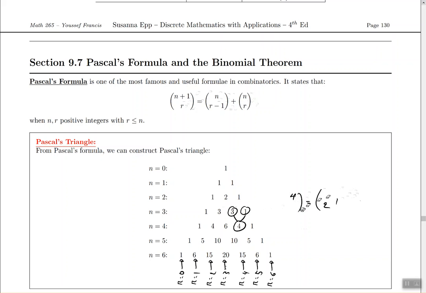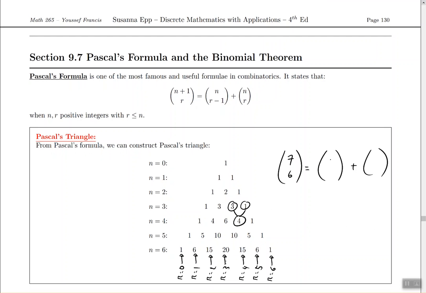So using this formula, let's see if I can figure out something else. For example, what would 7 choose 6 be equal to in terms of the other two? So there's going to be 2 that go here. The numbers that go on top are going to be 1 less than the 7 that's already there. So 1 less, that means I should be putting 6 and then 6. What are the numbers on the bottom? Well, one of them is going to be identical. The other one is going to be 1 less than that. So there it is. That's another way of getting the values.